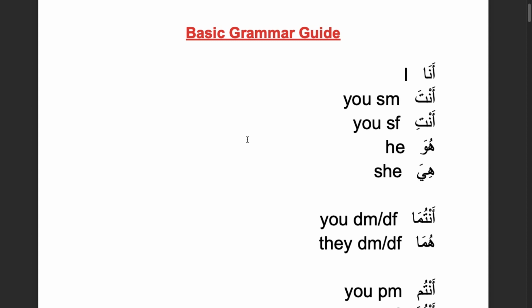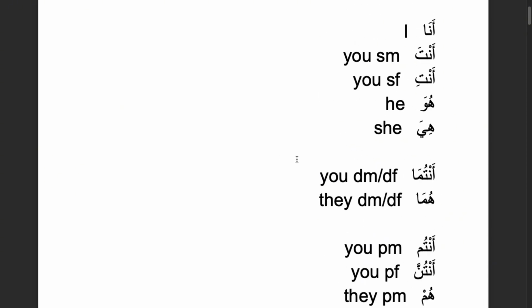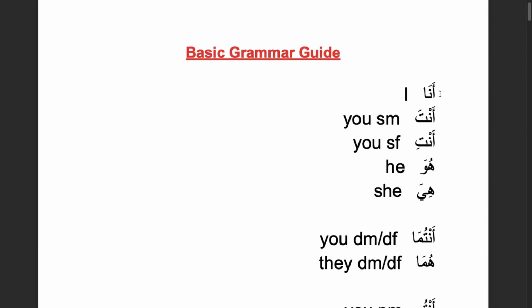Welcome to the basic grammar guide for English speakers learning the Arabic language. It's very brief and it can be used as a quick reference guide, really. And it'll give you everything that you need to know to get you started. So let's start. Bismillah. We have the pronouns.